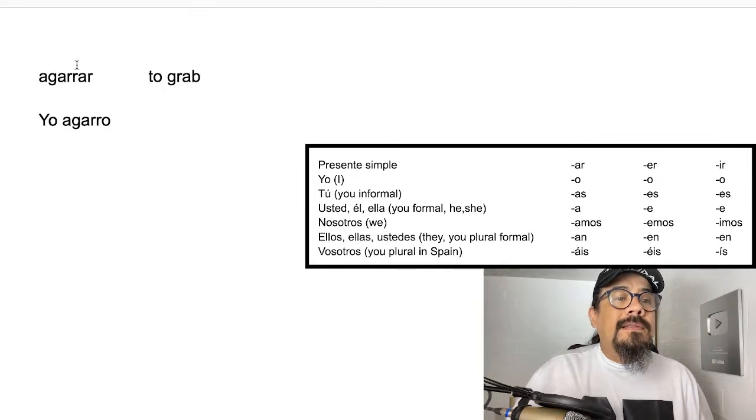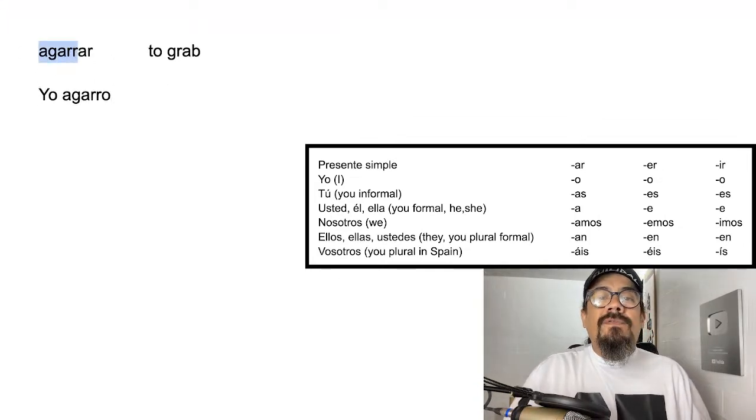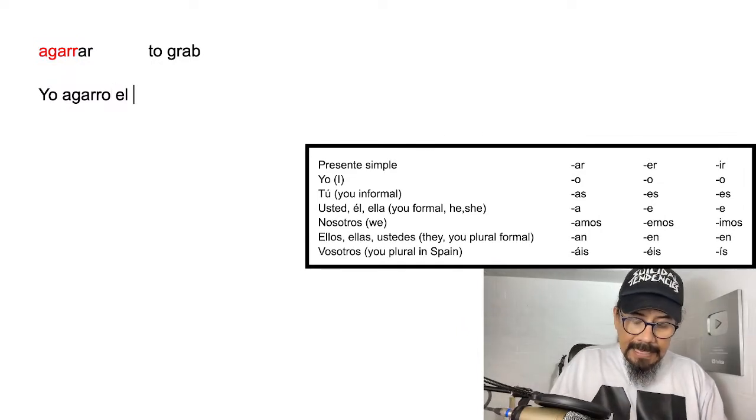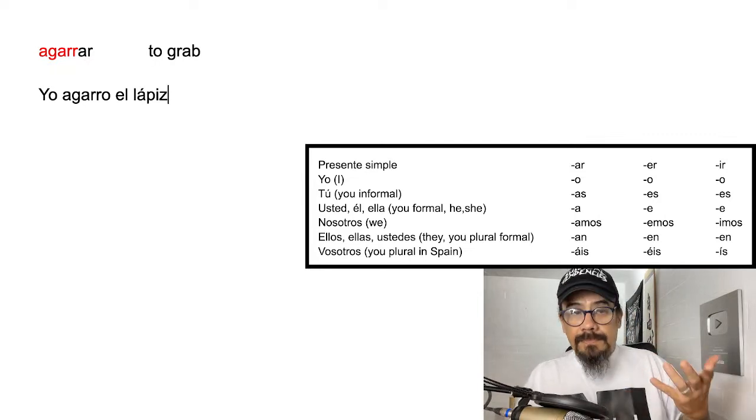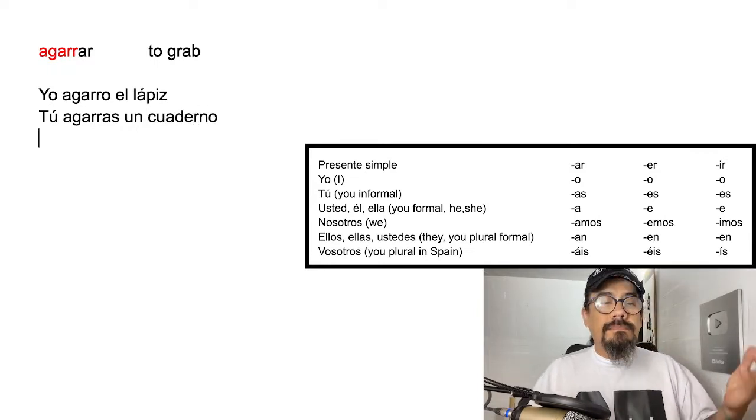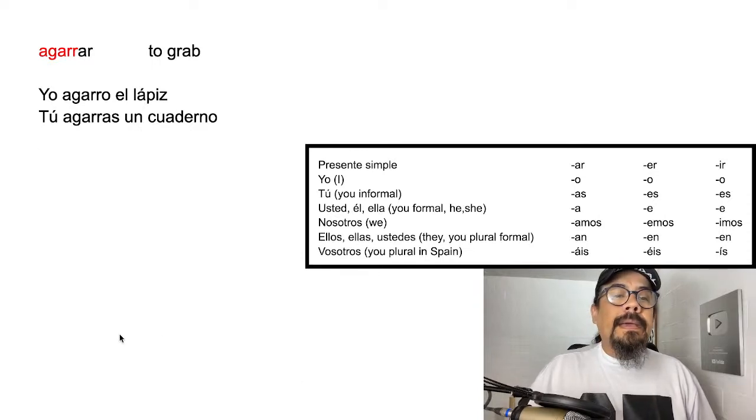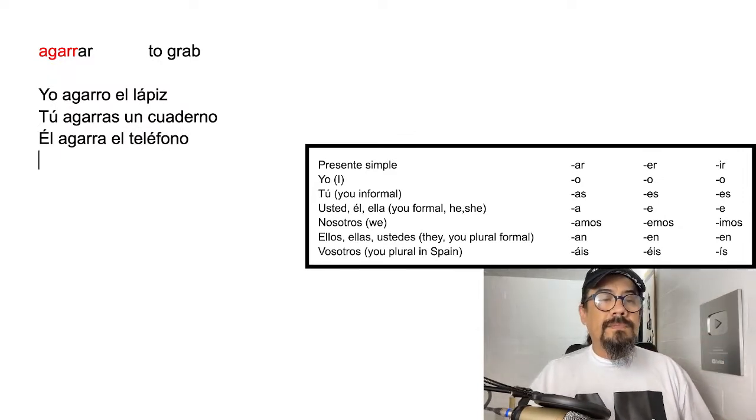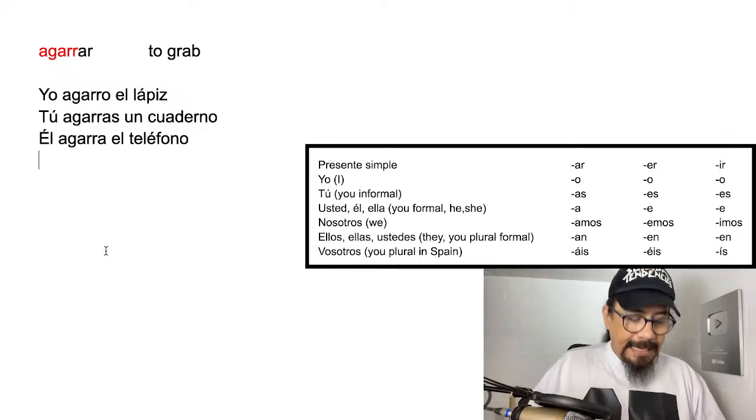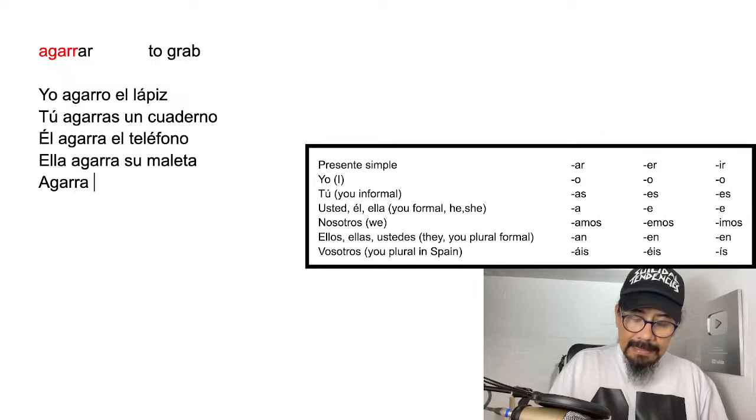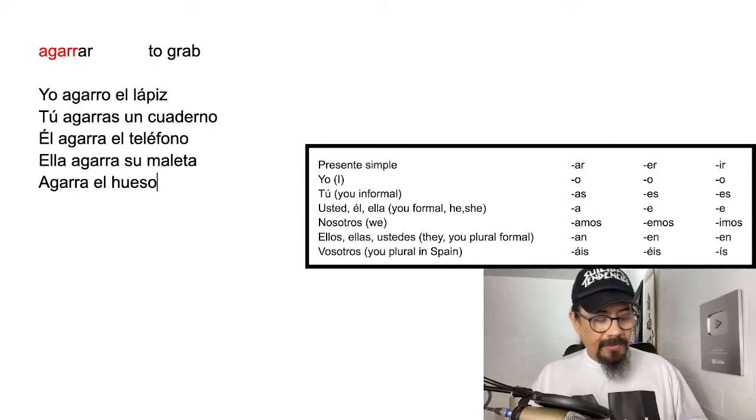So yo agarro. Let's see that. The root of the verb is this one, agarr. Yo agarro el lápiz. Yo agarro el lápiz. Tú agarras un cuaderno, right? Él agarra el teléfono, right? Ella agarra su maleta. Agarra el hueso. It, right?